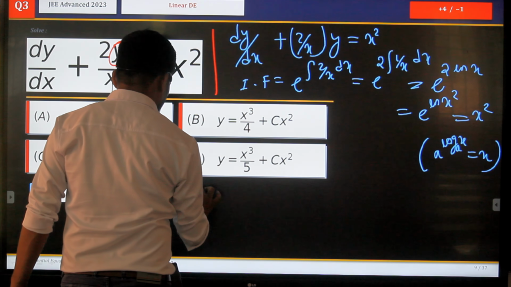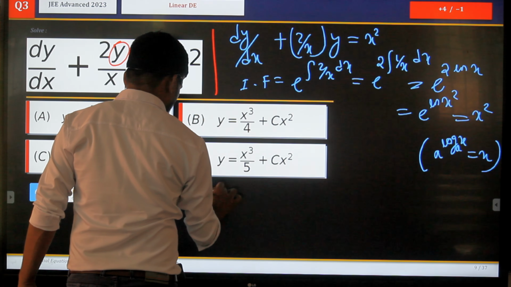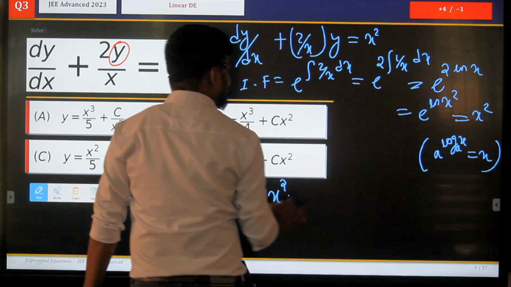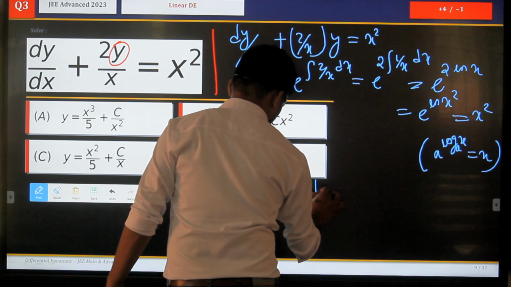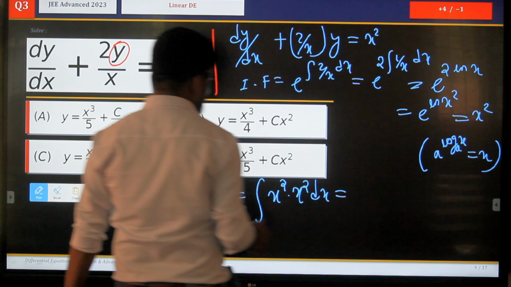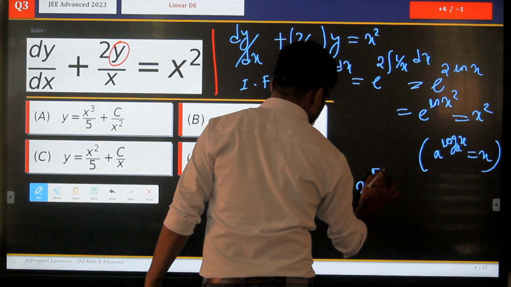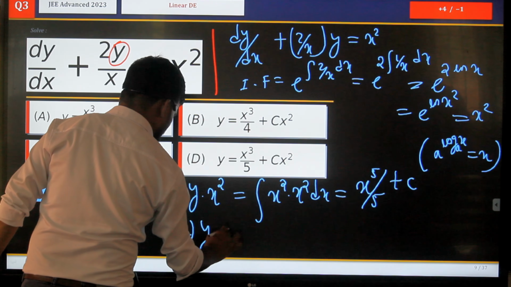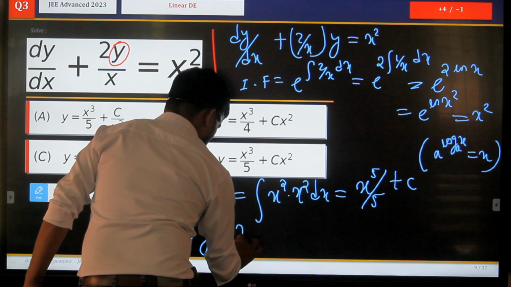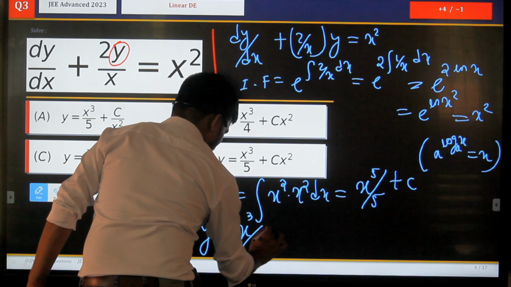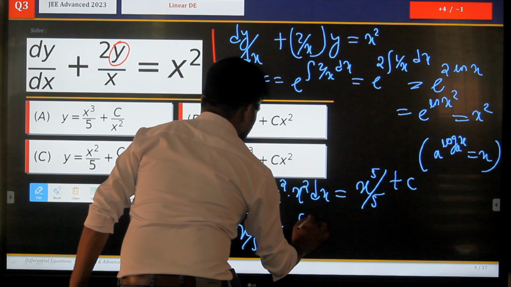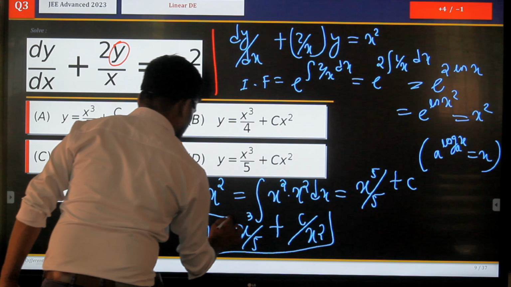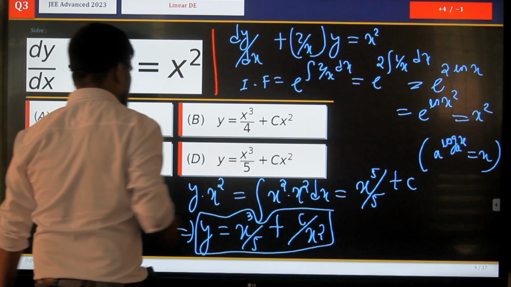After multiplying, y into the integrating factor, that means y into x square, is equal to the integration of x square, which we already have, into x square dx. So this becomes the integration of x to the power 4, which is x to the power 5 by 5 plus c. So what is the solution? Dividing by x square, y is equal to x cube by 5 plus c by x square. So this is my final solution.